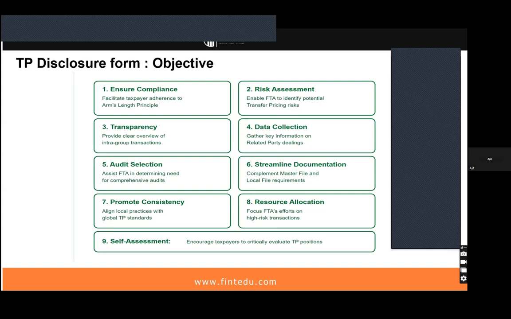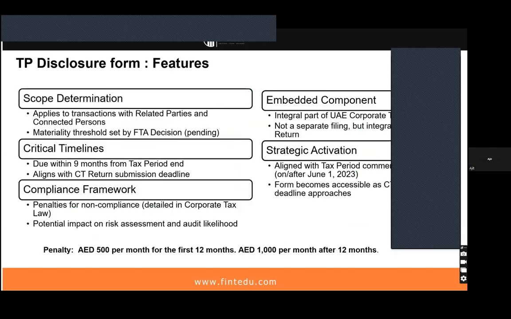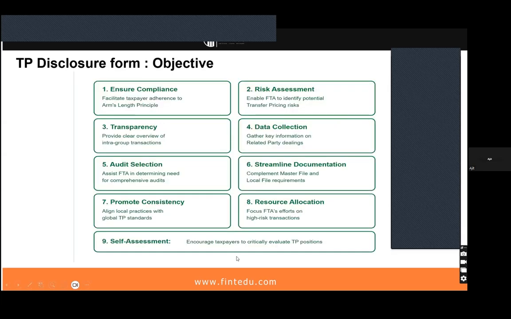Also, the risk assessment part. When it comes to the disclosure form, the FTA has given a detailed disclosure form along with the section on the TP adjustment. This is very important for the taxpayer to evaluate the transaction from a risk perspective. If the policy is not aligned with the arm's length price, or there can be some possibility of adjustment, this can be evaluated. This needs to be evaluated before we file the disclosure form.